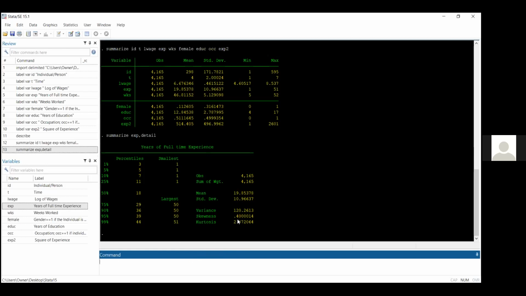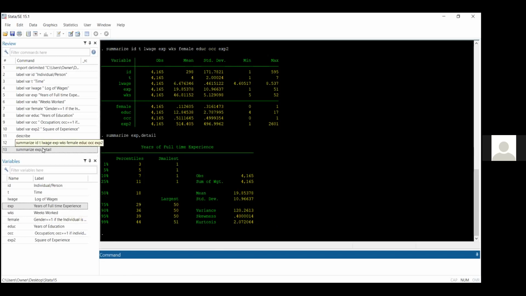So for skewness here, it is 0.4. The normal distribution is 0, but you can always judge around this and say, well, 0.4 may not be that terrible for me to look at. So those are some of the things.